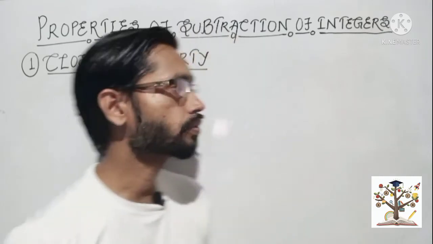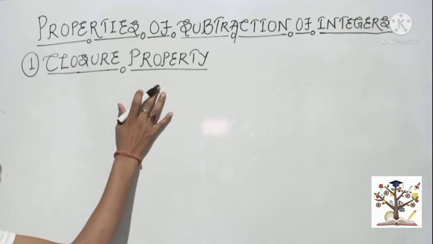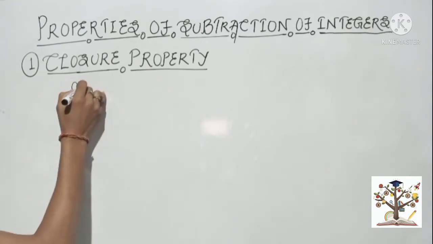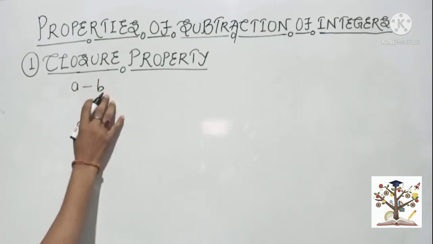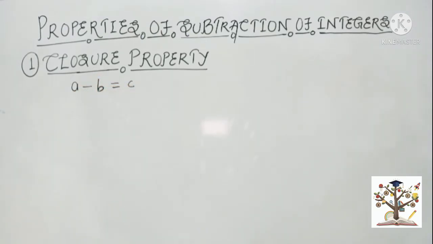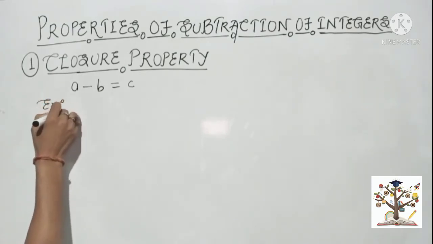Alright, so let's begin with the first property, that is the closure property. So let's see what happens. Closure property means whenever any integer is subtracted from any integer, always a new integer is obtained. How can we see this? We can understand it by examples.